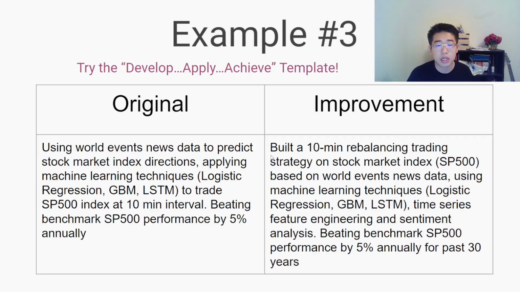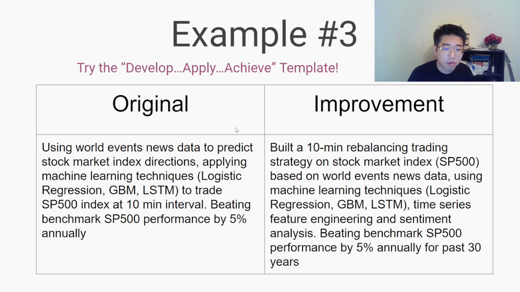And then let's look at example number 3. So the original one is saying it's using world events news data to predict stock market index directions, applying machine learning techniques, logistic regression, GBM, LSTM to trade SP500 index at 10-minute interval, beating benchmark SP500 performance by 5% annually. Now this one is really, really great by itself already because it actually included the machine learning techniques that were being used, 3 different ones. And it's already pretty specific about what was being done, right? And then even had metrics.